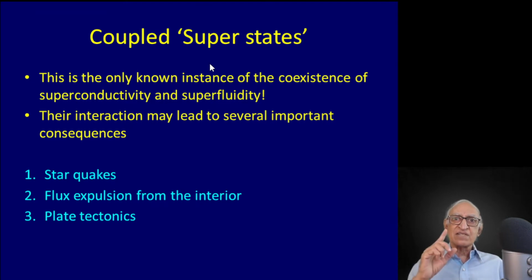This is the first instance that we know of where superconductivity and superfluidity coexist. On Earth, we have superfluids, we have superconductors, but we know of no situation where both the phenomena occur together. And in a neutron star interior, they do. And astronomers believe the interaction between these 2 superfluid states, namely the interaction between superfluidity and superconductivity, may be responsible for such phenomena as star quakes, flux expulsion from the interior, plate tectonics in neutron stars, and so on.